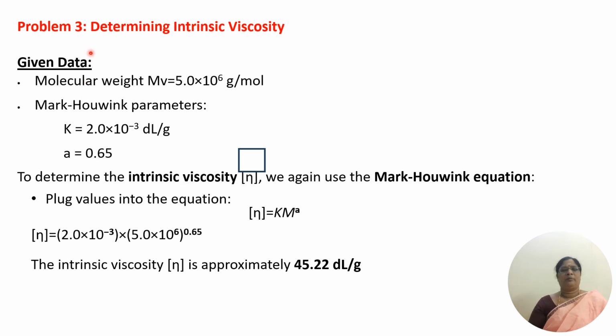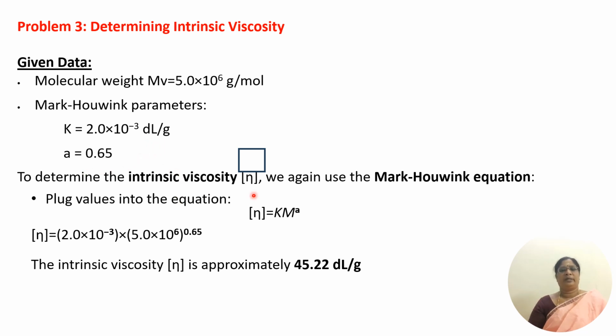The third problem is based upon the determination of intrinsic viscosity using the given data. The given data is the viscosity average molecular weight, given to be 5 into 10 raised to the power 6 gram per mole, and the Mark-Houwink parameters K is 2 into 10 raised to the power minus 3 dl per gram and a is 0.75.